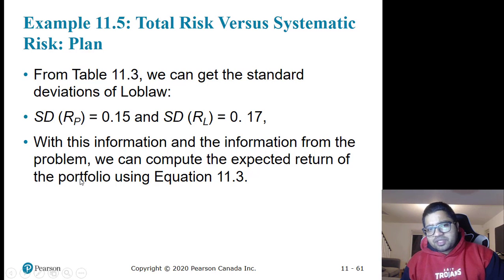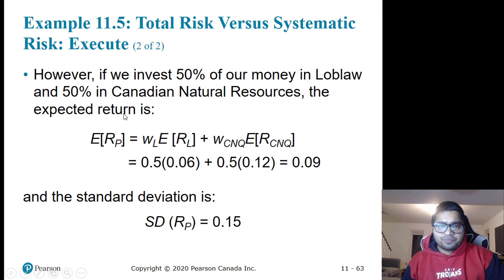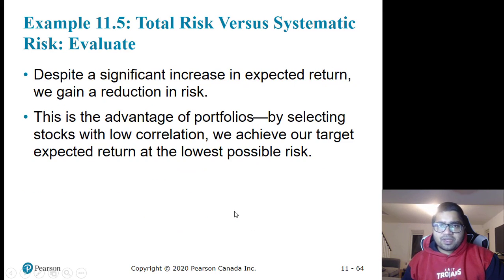With this information we can compute the expected returns. Expected returns come to 6% and 17% risk if 100% of your money is in Loblaws. Expected returns come to 9% if you equally divide your money between Loblaws and Canadian Natural Resources, and standard deviation is 15%. Despite this significant increase in expected return, we gain a reduction in risk. This is the advantage of portfolios. By selecting stocks with low correlation, we can achieve a high expected return at lower risk.